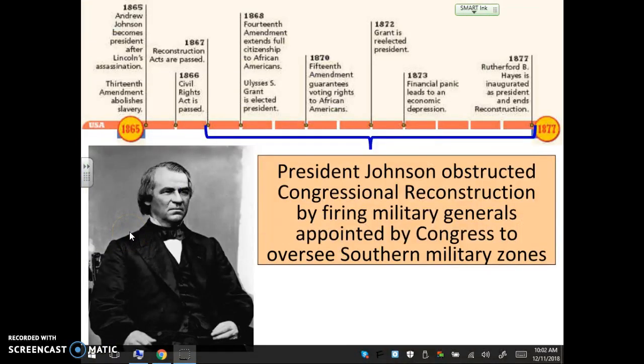So this is where the issues come in for President Andrew Johnson, because if you are him, remember, you want to make this process as easy as possible, and you see this military action as a sign of aggression towards southern states. In order to block this, he is going to fire military generals that are appointed by Congress under these military zones. Again, he is just trying to be the thorn in their sides, making this process as hard as possible for the radical Republicans overseeing the Southern Reconstruction plans.